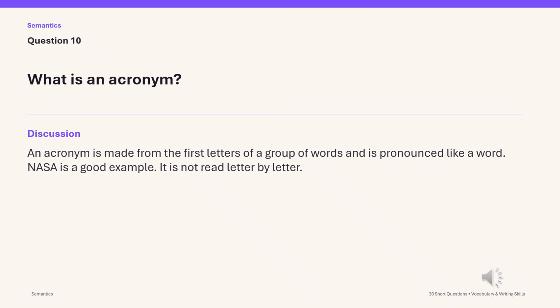Okay, so the next question goes, what is an acronym? An acronym is a short word formed from the first letters of a group of words. The most important point that we must remember is that an acronym is usually pronounced as one complete word and not letter by letter. For example, NASA is not read letter by letter, rather it is read as NASA, which means National Aeronautics and Space Administration. Another example I can give is PIN. We pronounce it as PIN, but the full form of it is personal identification number.